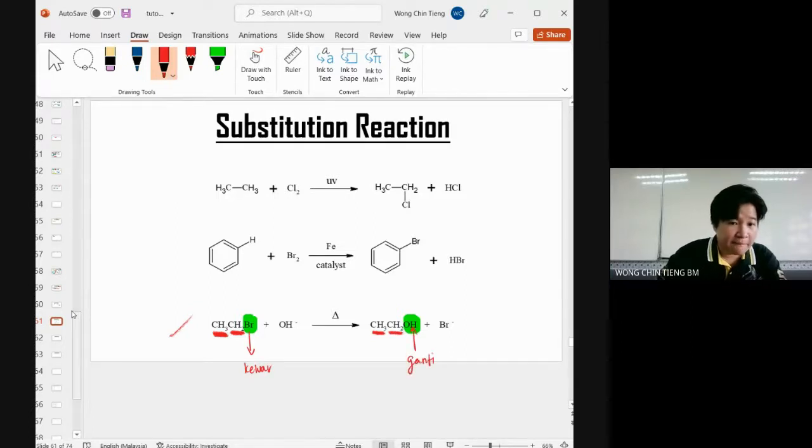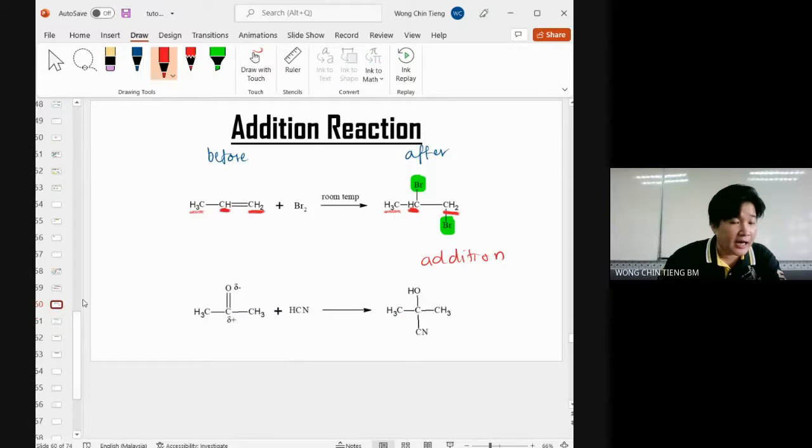Alright? Tapi berbanding dengan addition, ada orang keluar? Tak ada. Tapi ada orang masuk. Nampak beza? Substitution bermakna dia mesti kena ada orang yang berambus keluar, baru kita boleh panggil ganti. Alright? That is the difference. So, yang bawah pun sama.